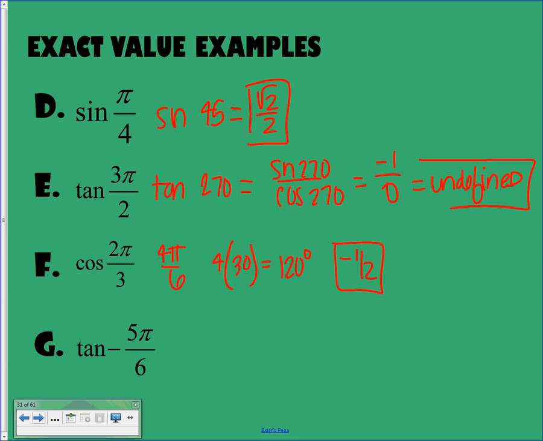If I try and do negative 5 pi over 6, that's negative 5 times 30. So this is the same thing as negative 150 degrees, which gets you to a positive 210. And the tangent there is the square root of 3 over 3.